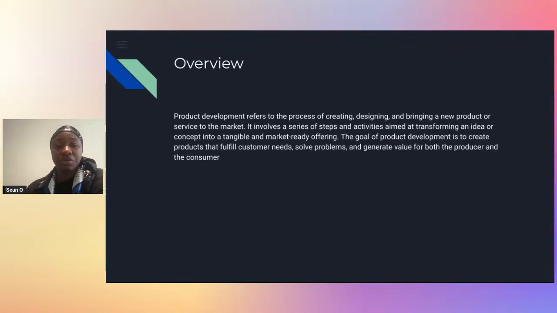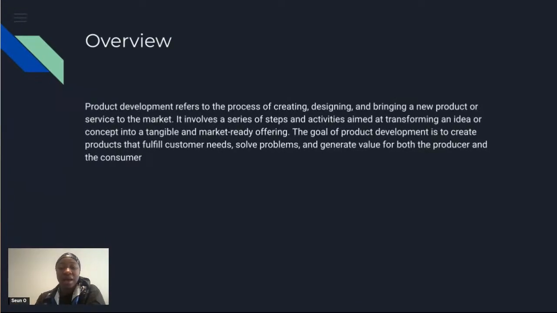Just for a brief overview, product management refers to the process of creating, designing, and bringing a new product or service to the market. It involves a series of steps and activities aimed at transforming an idea or concept into a tangible and market ready offering. The goal of product development is to create products that fulfill customers' needs, solve problems, and generate value for both the producer and the consumer.